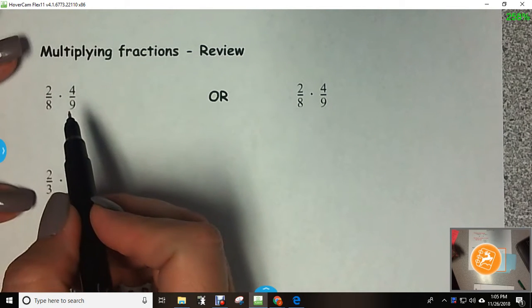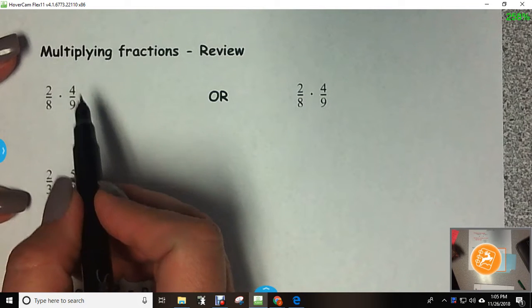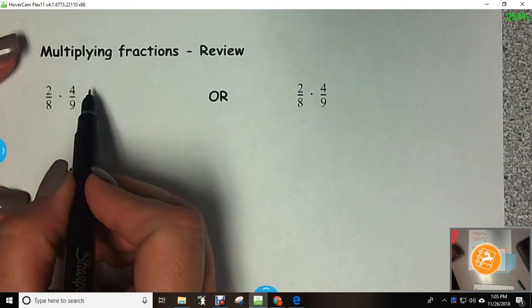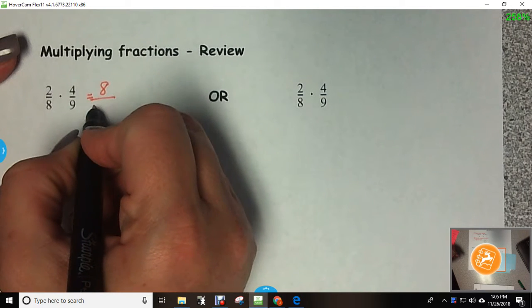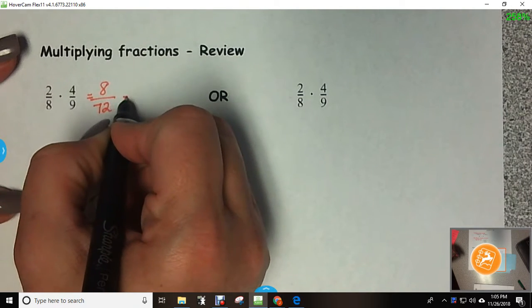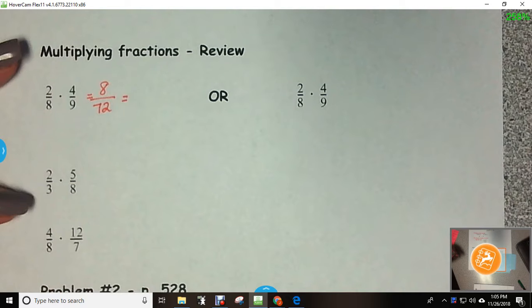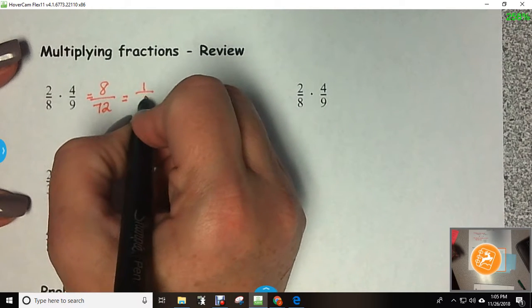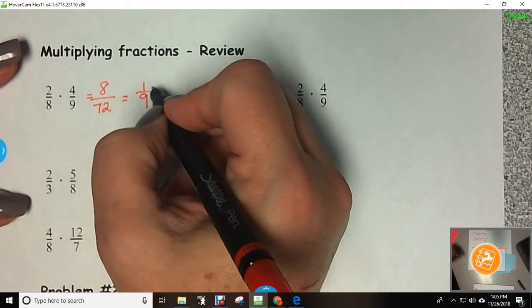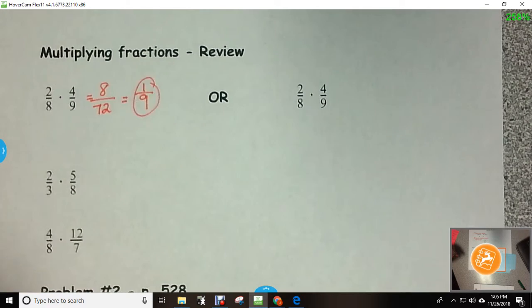Okay, so when we multiply fractions, first thing we can do is go straight across the top, and I get 8. Straight across the bottom, I get 72. And then we're going to reduce that. What will it reduce to? 1 over 9.